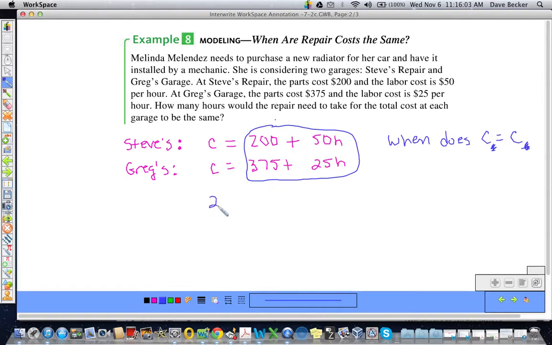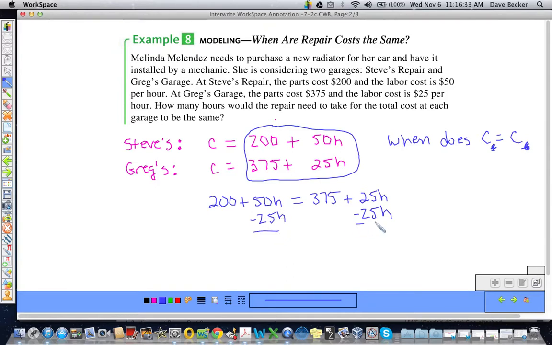In other words, 200 plus 50H. When is $200 for parts plus $50 per hour equal to $375 for parts plus $25 per hour? In other words, how many hours? How long will it take? Or how many hours need to be worked when the cost is the same? So now it's just a matter of solving a fairly simple equation, minus 25H.